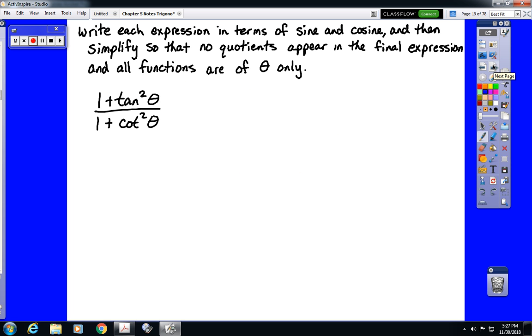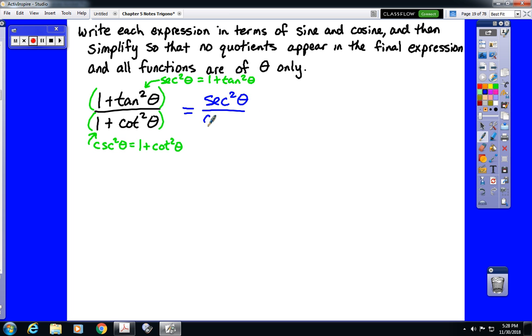Okay, this one should be very quick, although you can make it very long if you don't do it the right way. As soon as we see the squareds, it should kick into our brains that that's probably one of our Pythagorean identities, and it is. That's secant squared on top, and this is cosecant squared. So your very first step should be to replace the top with secant squared and the bottom with cosecant squared.